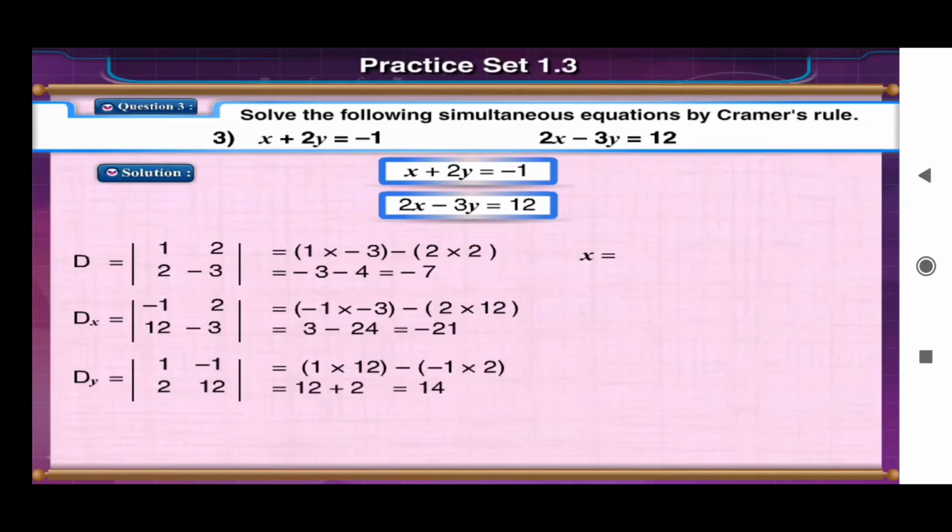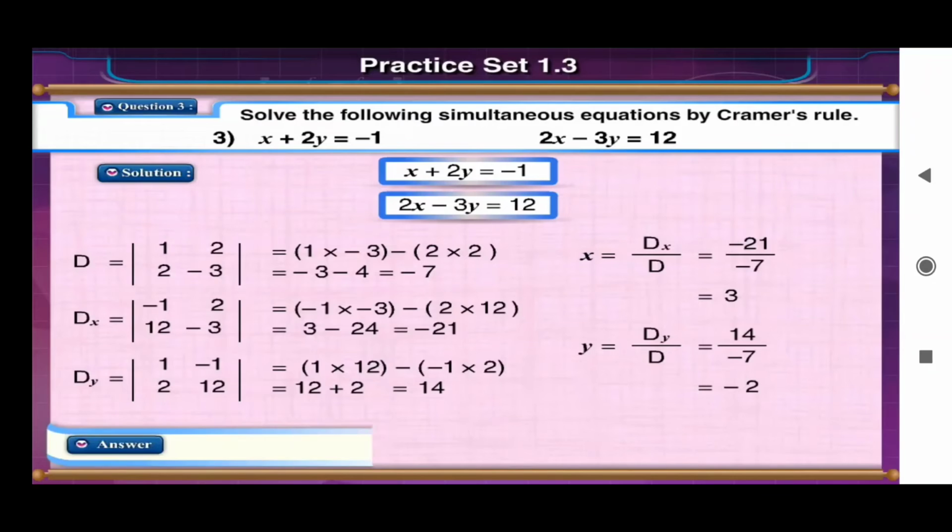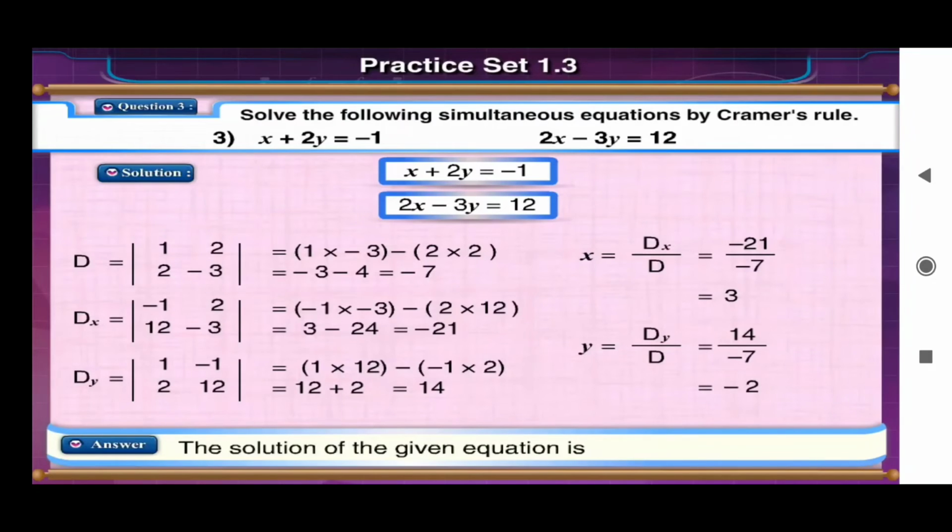Now, x is equal to dx upon d, which is equal to minus 21 upon minus 7, that is equal to 3. And y is equal to dy upon d, that is equal to 14 upon minus 7, which is equal to minus 2. Answer, the solution of the given equation is x, y is equal to 3, minus 2.